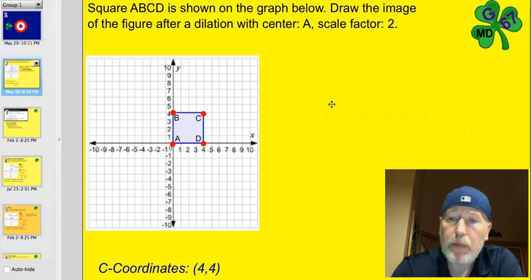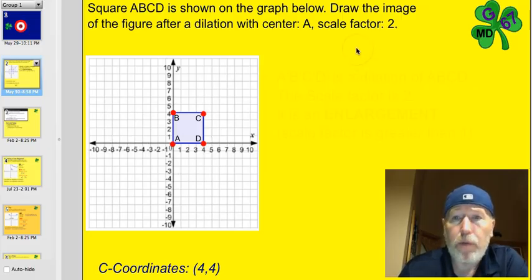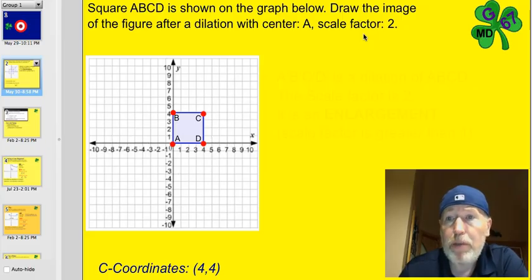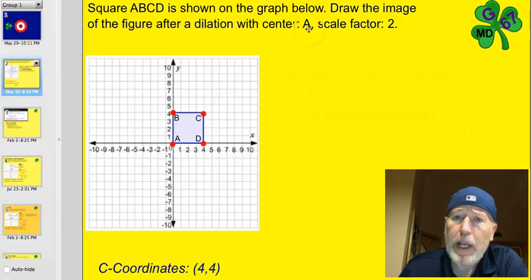Sounds kind of complicated, but let me take you through it. First of all, scale factor 2 and a dilation. Dilation means we're going to enlarge it or reduce it. So a dilation with a scale factor 2 means we're going to double the size. Now it has a center of A, so that means point A is going to stay fixed. If we double each of these sides and point A stays fixed, we're going to kind of stretch it out like this, right?